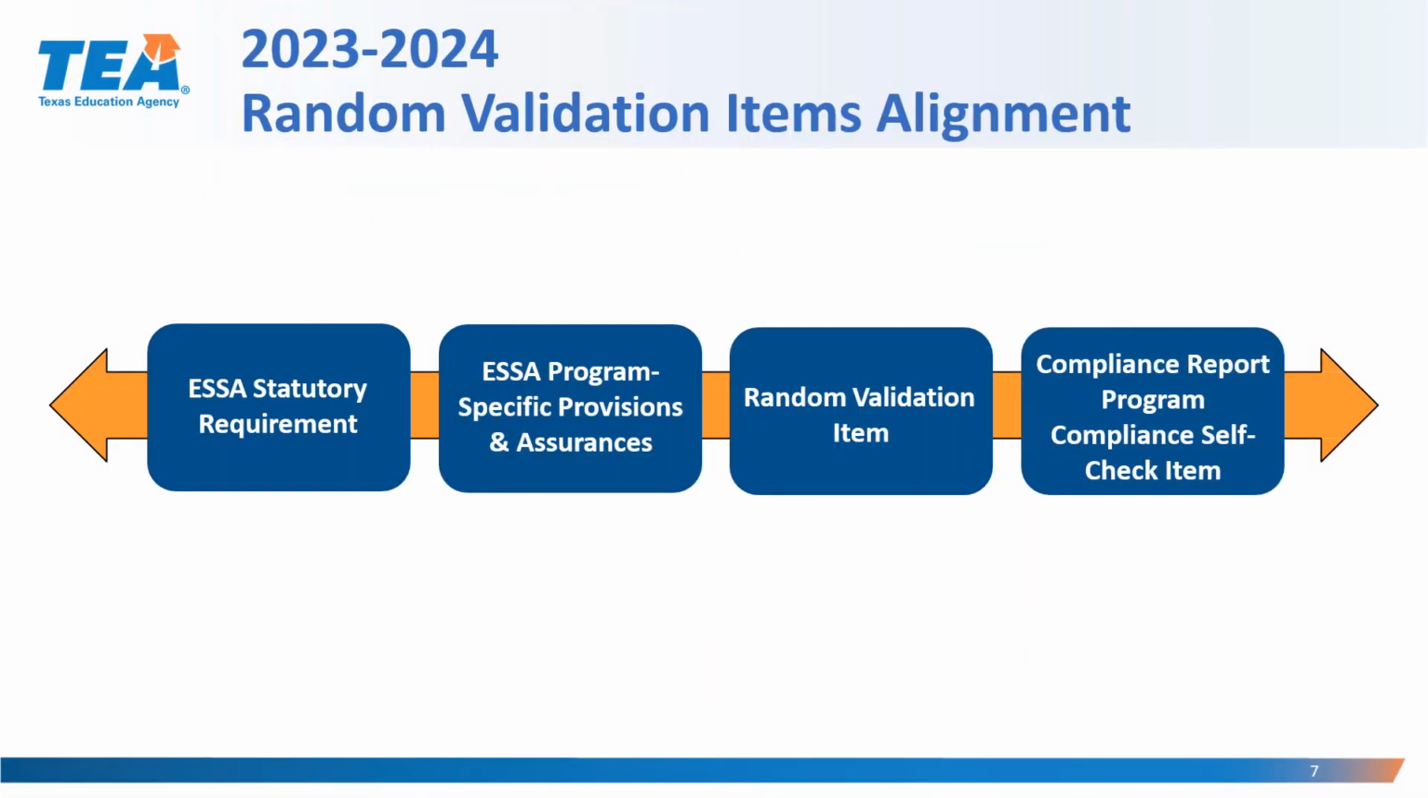The LEA random validation items are aligned to other TEA documents: the Every Student Succeeds Act, ESSA statutory requirement, the ESSA program-specific provisions and assurances, the random validation item being selected, and the compliance report program compliance self-check items.